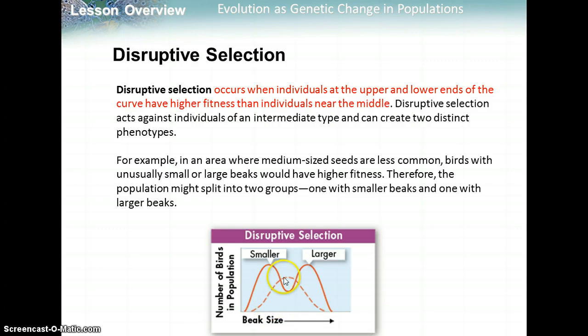So here, the original population, the dotted line here, the middle phenotype is not as successful. So then you have a peak at maybe the smaller beak area and a peak at the larger beak area.